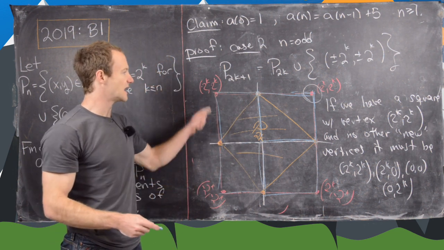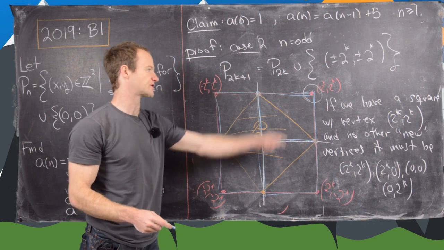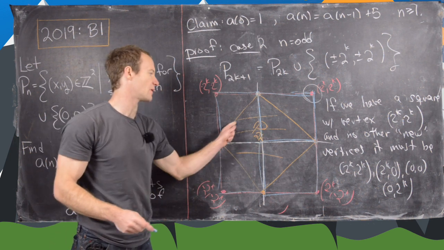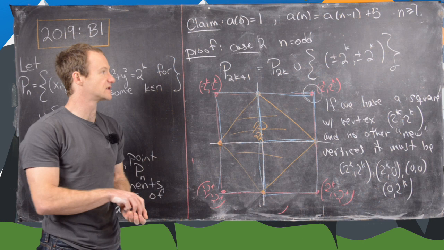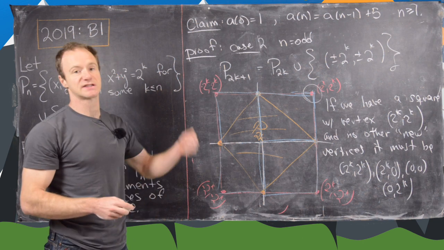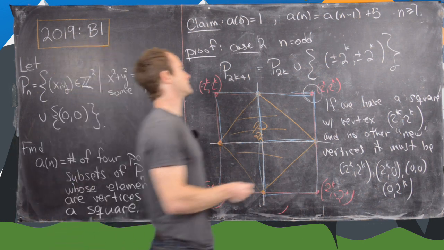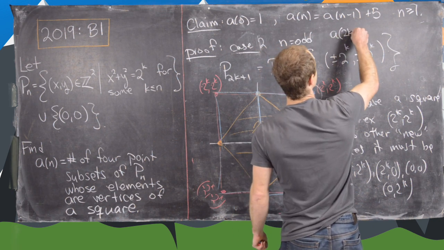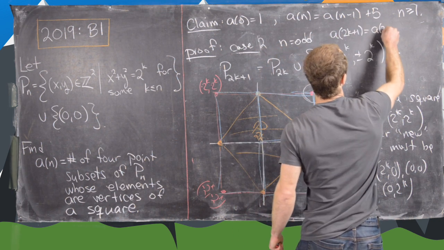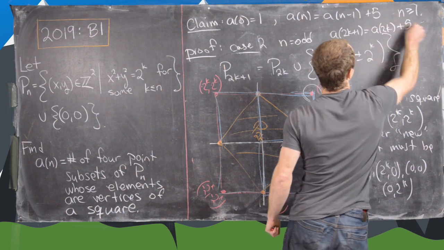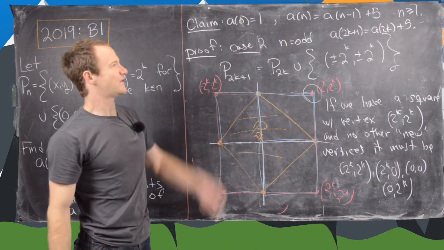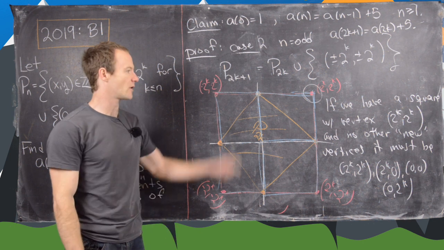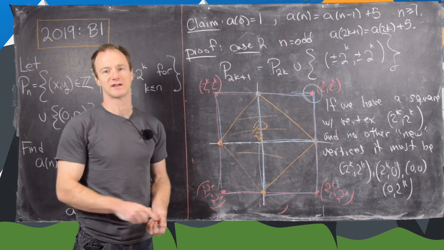So in the end, we have 1 large square enveloping the whole thing, and then we have 4 more new squares. So that gives us 5 total new squares. In other words, we've just shown that A sub 2k plus 1 equals A of 2k plus 5, which finishes the proof of this claim. Okay, I'll clean up the board and then we'll have a summary.